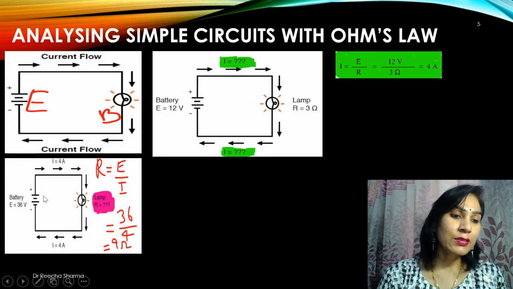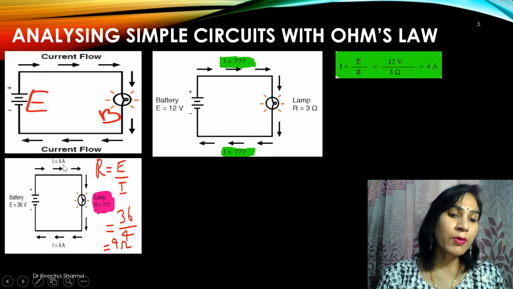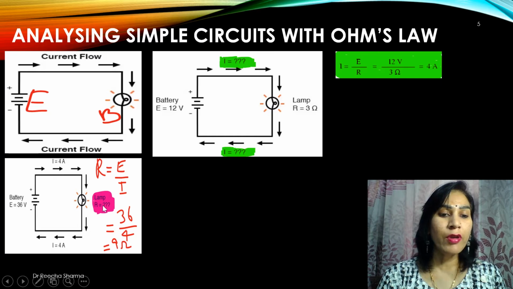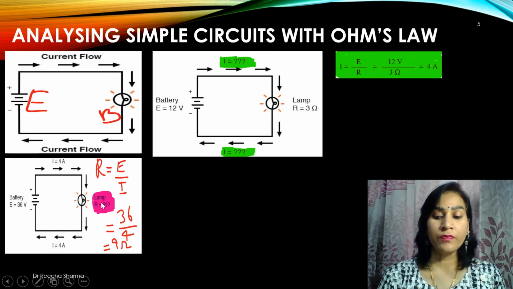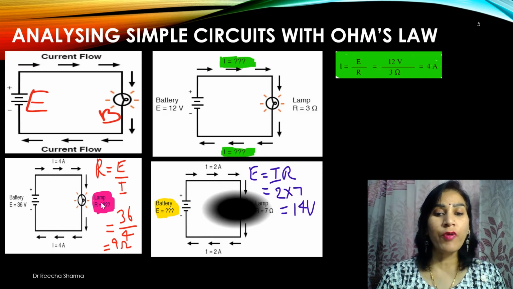Similarly, in the next, we have a battery of 36 volt, current of 4 amperes, and we want to find out the value of the resistance. As we know, R is equal to E upon I. 36 upon 4, it is 9 ohm. So, the value of this resistance is 9 ohm. In this way, we can find out the value of the resistance.